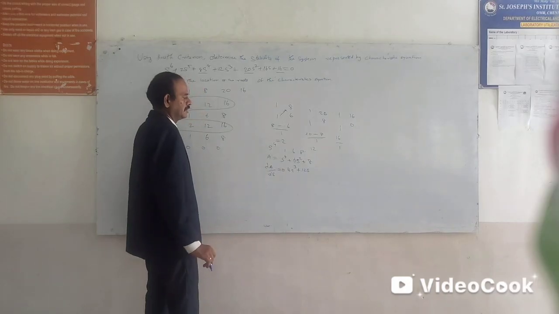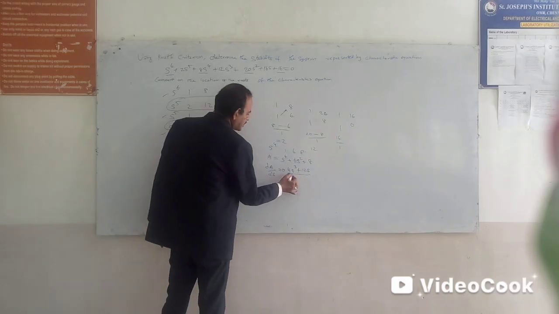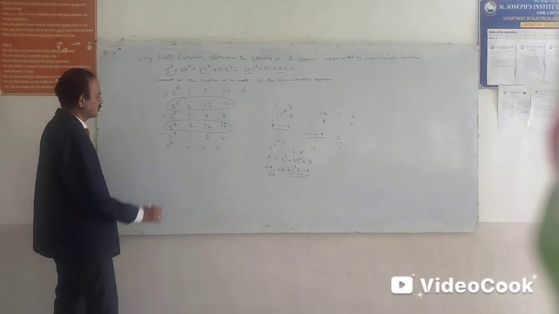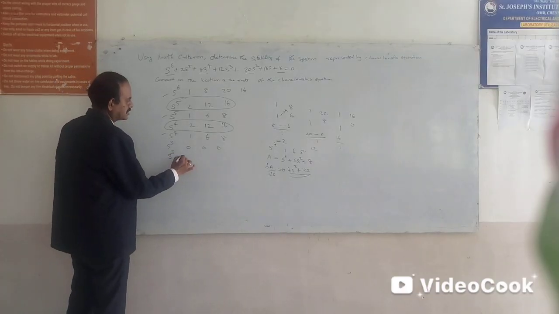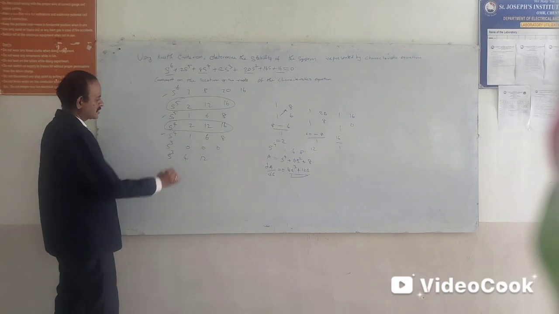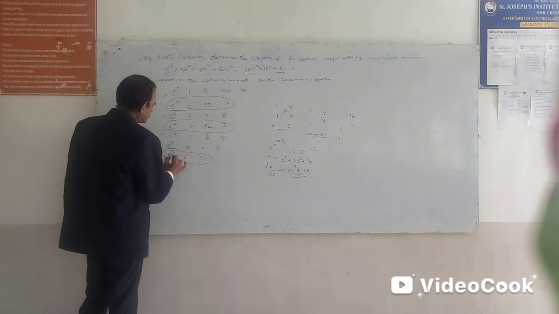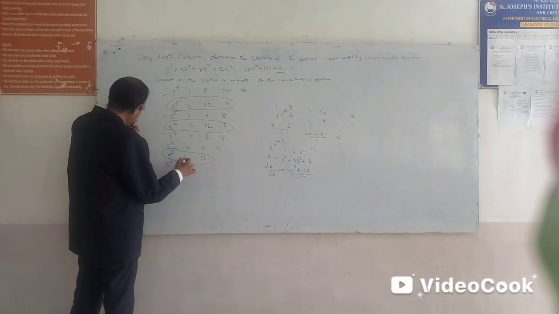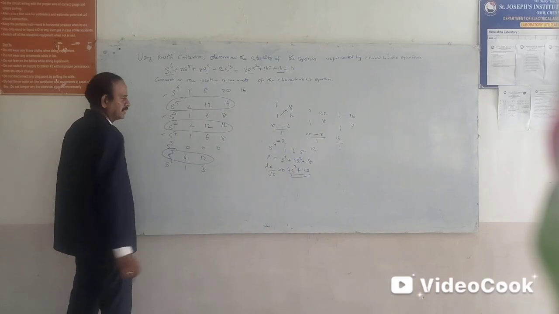So this can be written as the s cube coefficient: 4s cube plus 12s. So s cube row can be written as 4 and 12. This also you can divide by 4, giving 1 and 3.